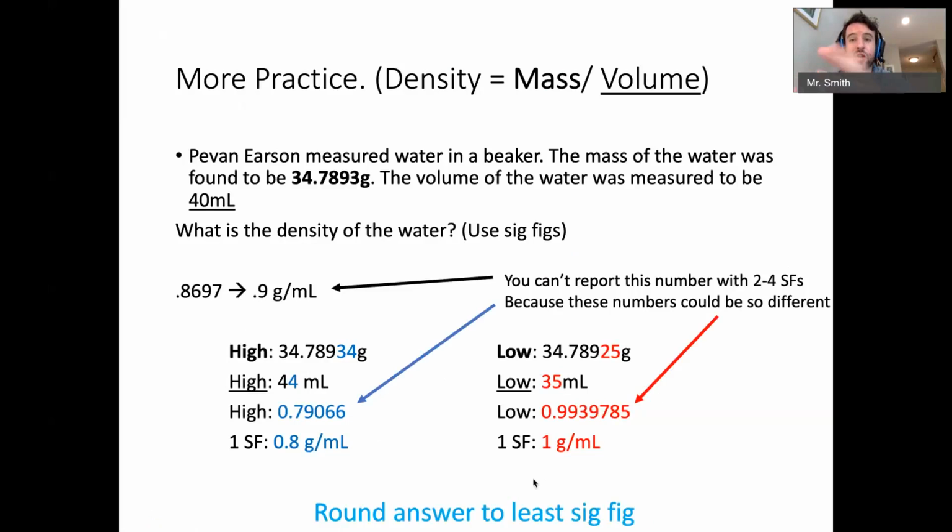If you have multiple numbers, you don't average them out. If you have numbers with multiple sig figs, you don't add them, you don't subtract them, you just round them.